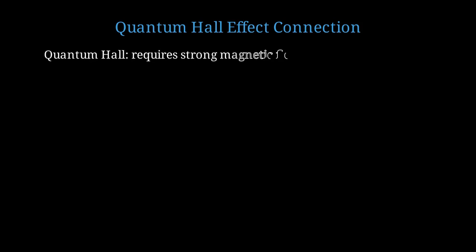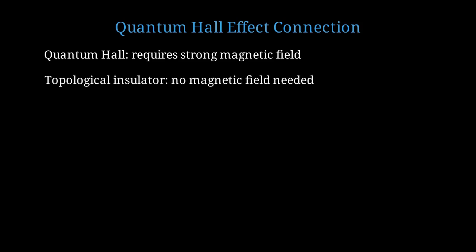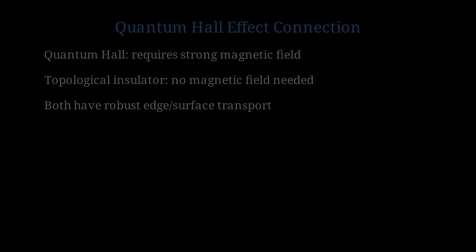There's a deep connection between topological insulators and the quantum Hall effect. Both are topological phases. The quantum Hall effect requires a strong magnetic field and breaks time reversal symmetry. Edge states propagate in one direction only. Topological insulators require no magnetic field. They preserve time reversal symmetry. Surface states have both directions of propagation. But both phenomena share the same underlying principle. Bulk topology guarantees boundary states that are robust against disorder.